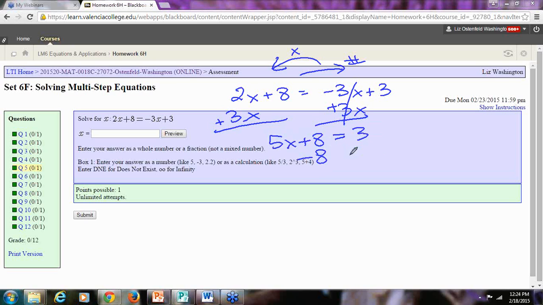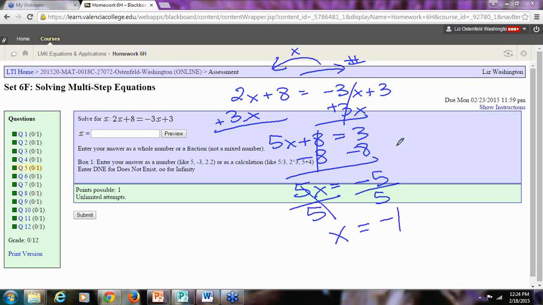Then I'm going to subtract 8 to get the 8 on the right-hand side. I get 5x equals negative 5. And last but not least, I'm going to divide by 5. I get x equals negative 1 because a negative divided by a positive is ultimately a negative.